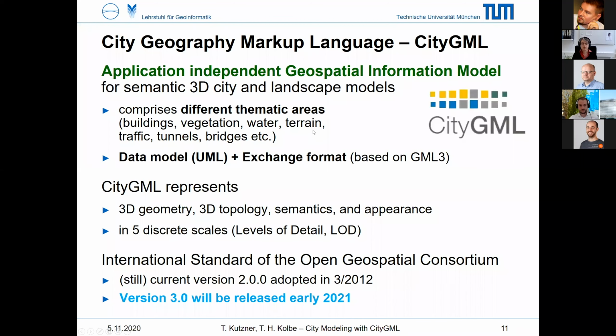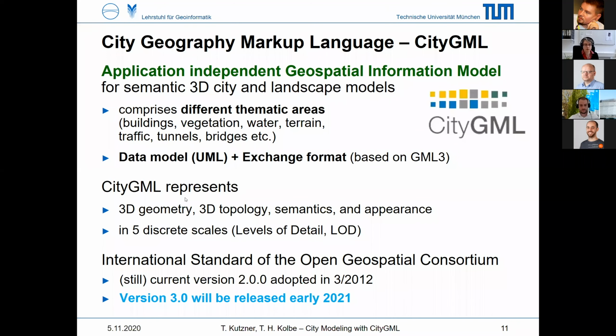And CityGML is on the one hand defined as a data model, for which we use the Unified Modeling Language. And CityGML is also an exchange format, which is based on GML3, so that we really can also exchange 3D city models in a data format. We have 3D geometry, we have also 3D topology, and so we can attach semantic information to all the objects, and we can also attach appearance to the objects.